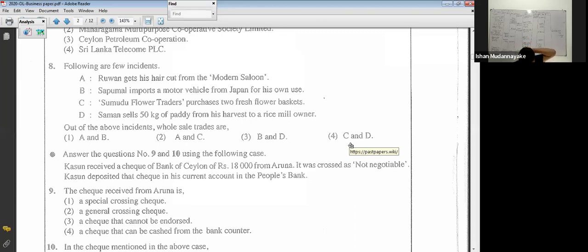Answer questions 9 to 10 using the following case. Kasur received a check of Bank of Ceylon for 80,000 from Aruna. It was crossed, not negotiable. Kasur deposited that check in his current account in the People's Bank. Now here, the check received from Aruna is. Question number 9, what's the answer?